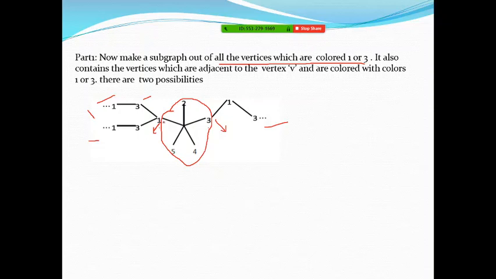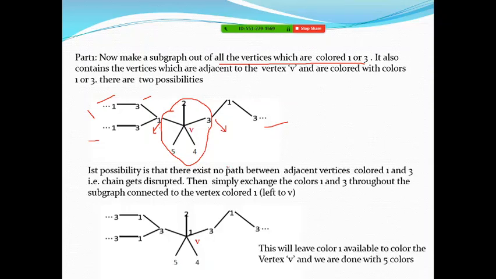The one possibility is that there exists a path between these two, 1 and 3. That is, these 1 and 3 are connected, and the other possibility is that these 1 and 3 are not connected. So the whole proof is around these 2 arguments. The first possibility is that there exists no path between adjacent vertices colored 1 and 3. Means this side was 1, next if next is 2, then the chain is disrupted at this point only.